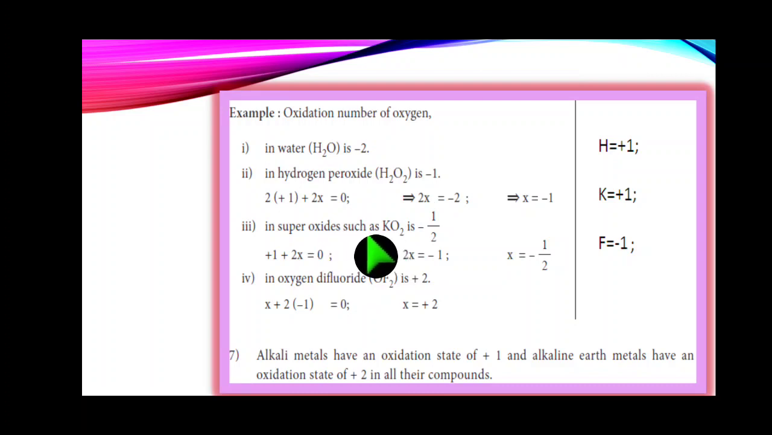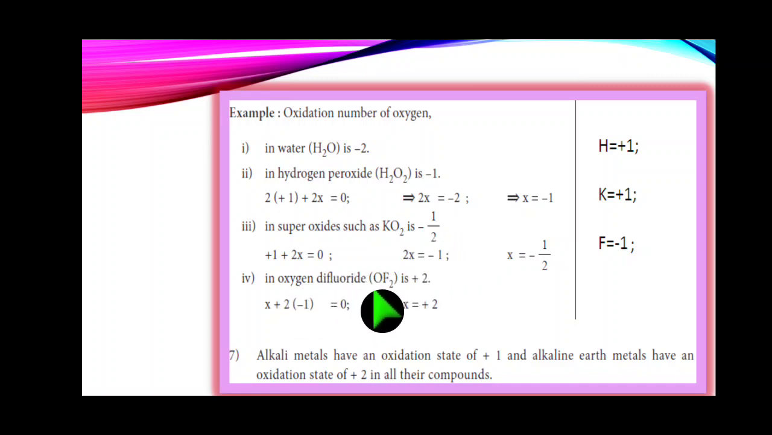Likewise, in superoxide, formula potassium superoxide, KO2. Here oxygen charge is minus 1 by 2. So how it becomes minus 1 by 2? The potassium charge is plus 1. The oxygen charge we are going to find, so 2 oxygen, so 2. The oxygen charge you don't know, assumed to be X, equal to 0. So 2X, the 1 will come into the right hand side, minus 1. So X equal to minus 1 by 2. So X for oxygen oxidation state.